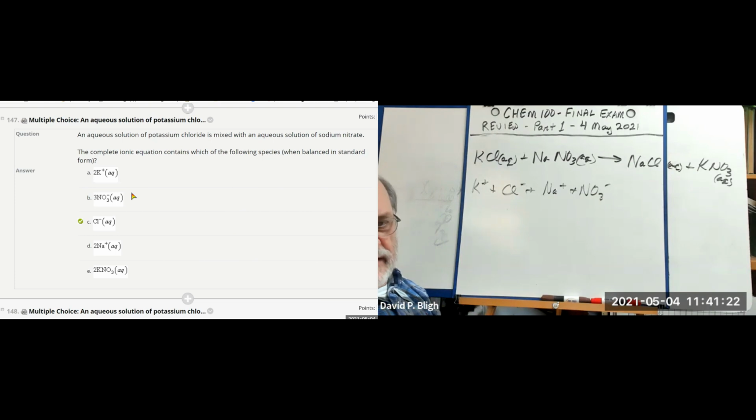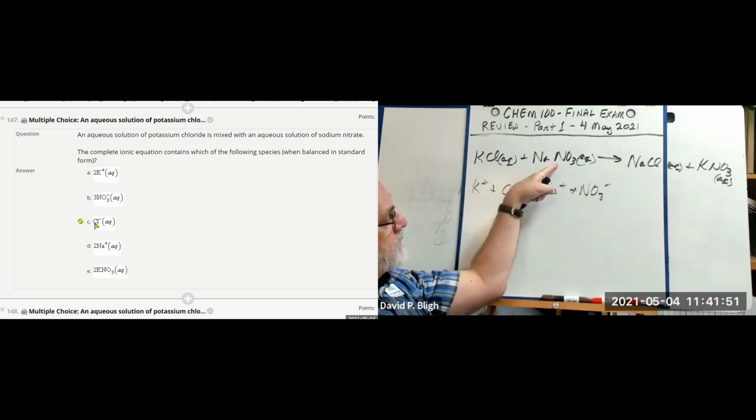So which species does it contain? Well, these prefixes, 2, 3, 2, 2, none of those are there. They're all 1 to 1 to 1 to 1 to 1. So chloride is the only thing that matches right here. It's on both sides, actually. That's really not a reaction. There's no reaction going on there. You just mixed up a solution of potassium chloride and sodium nitrate.